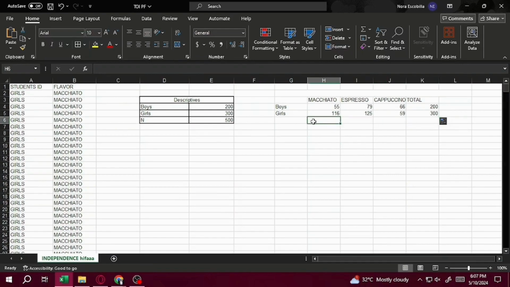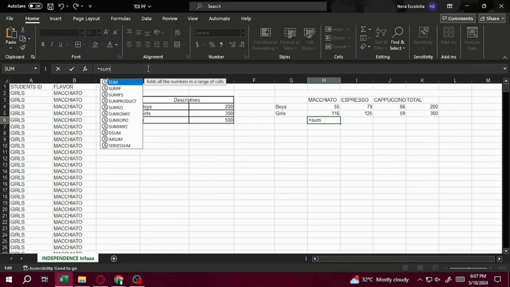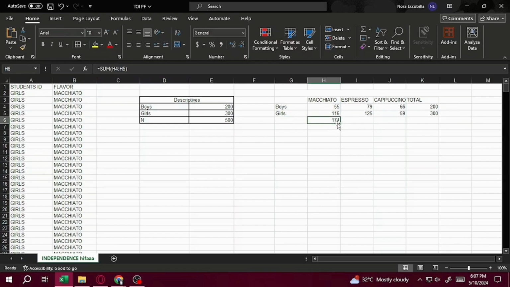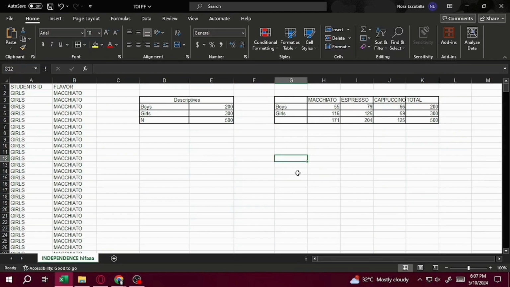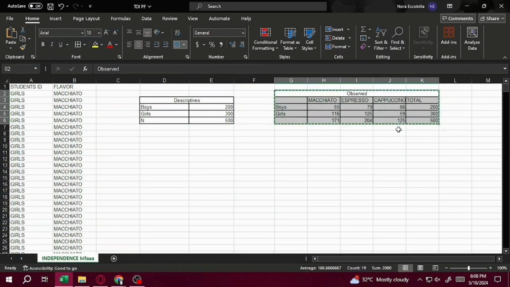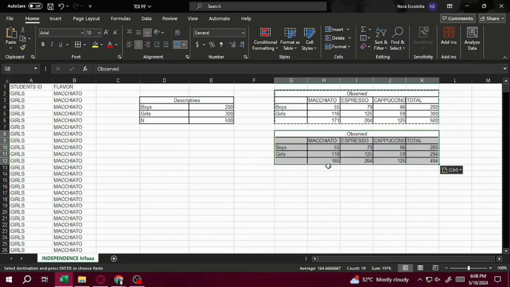The next thing that we need to do is add the values of each flavor. For macchiato, we have 171. For the espresso, we have 204. And for the cappuccino, we have 125. As you can see, the total of the columns and the total of the rows are similar. We have 500 total, so that is our observed value.